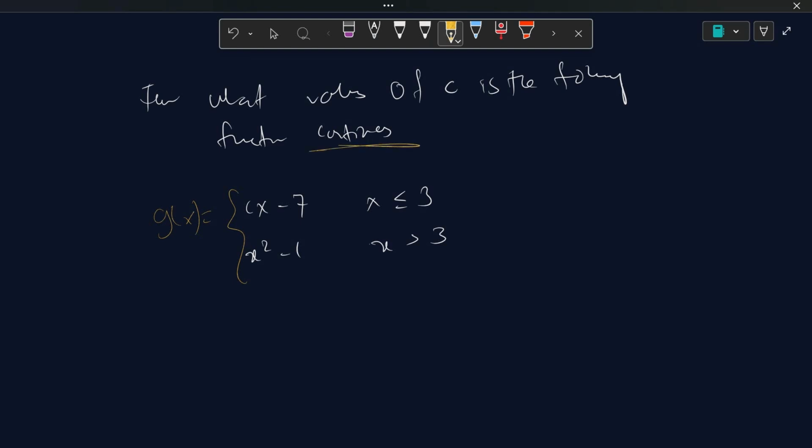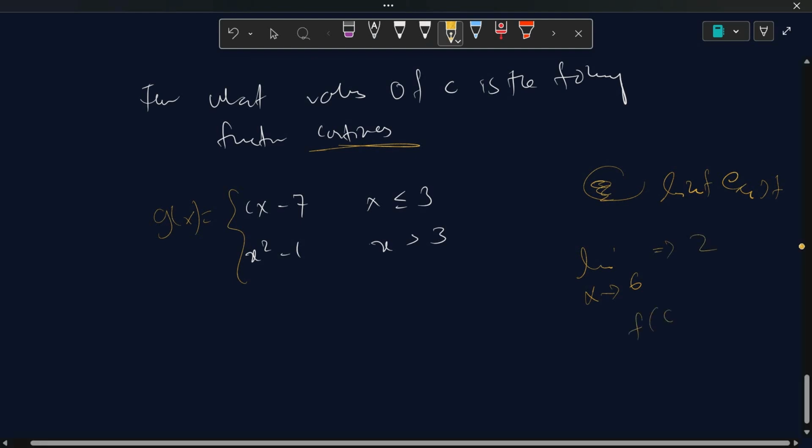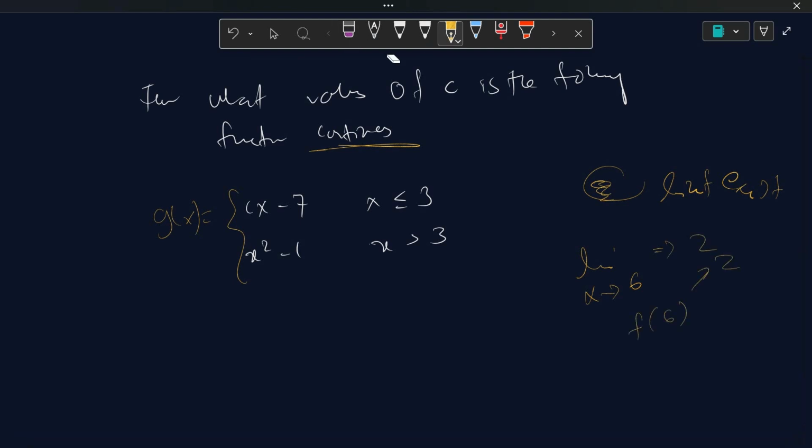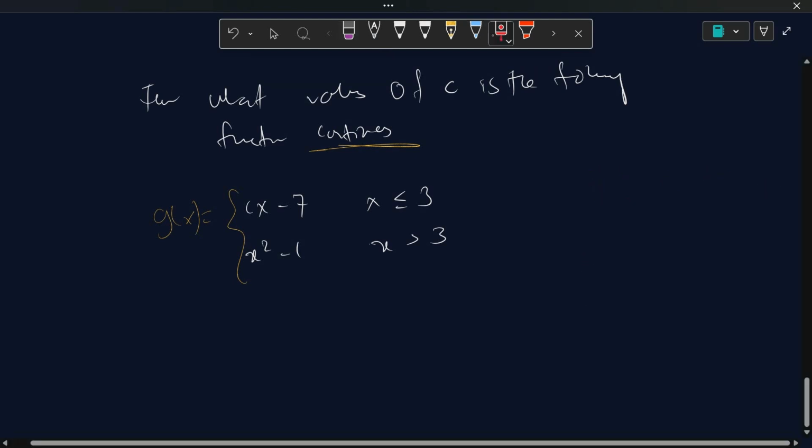For a function to be continuous, two conditions have to be met. First, the limit should exist, and the value at the limit should be equal to the function value itself. For example, if the limit as x approaches 6 from both sides is equal to 0, then f of 6 also has to be equal to 0. So the limit exists from both sides, and the function value is also equal to that limit value. This is basically the definition of a continuous function.